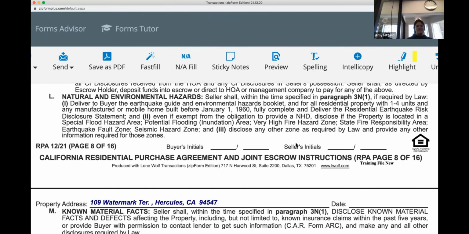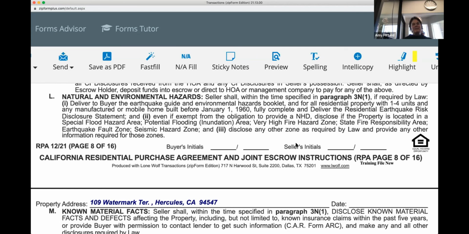Natural and environmental hazards: the seller shall, within the time specified in paragraph 3(1), if required by law, deliver to buyer the earthquake guide and environmental hazards booklet for all residential property with 1 to 4 units, and any manufactured or mobile home built before January 1st, 1960, fully complete, and deliver the residential earthquake risk disclosure statement.